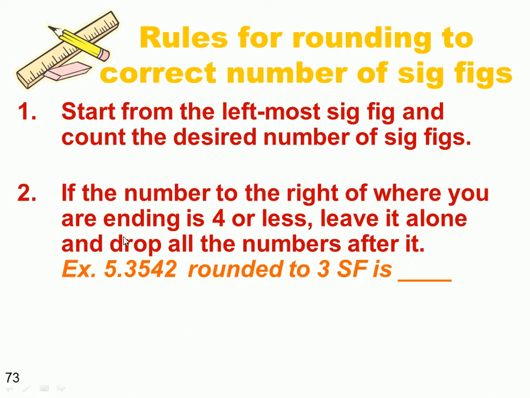I might tell you to take this number 5.3542 and round it to 3 sig figs, or 3 significant figures. What you would do is start from the leftmost sig fig and count the desired number of sig figs. So I want 3. I'm going to start here on the left, my first sig fig, count 1, 2, 3, and then determine: does this 5 stay a 5, or is the number next to it going to make it round up to a 6? Because this is a 4, the 5 is going to stay a 5. If I round this to 3 significant figures, I end up with 5.35.